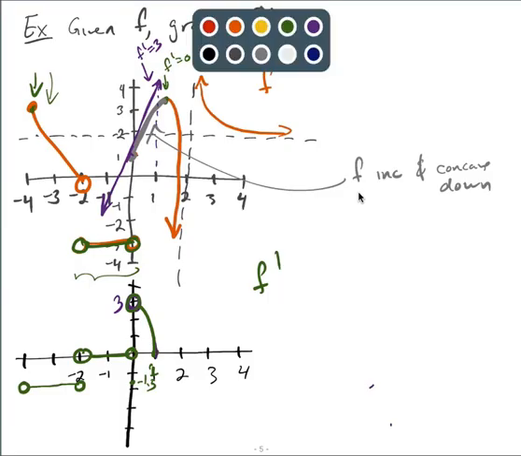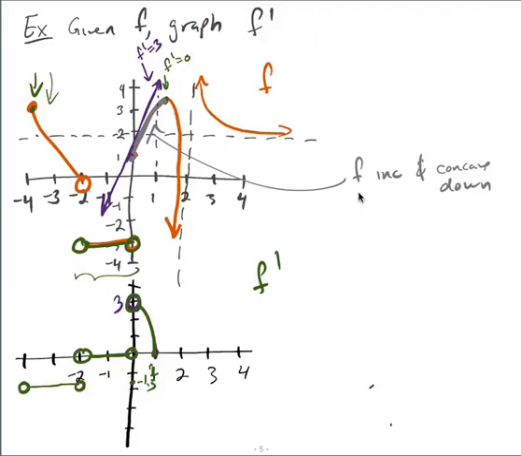Maybe I should keep it green. Positive decreasing. Okay. Let's see. Now, what about here in this section? So, here I've got an asymptote. So, what's the deal here?